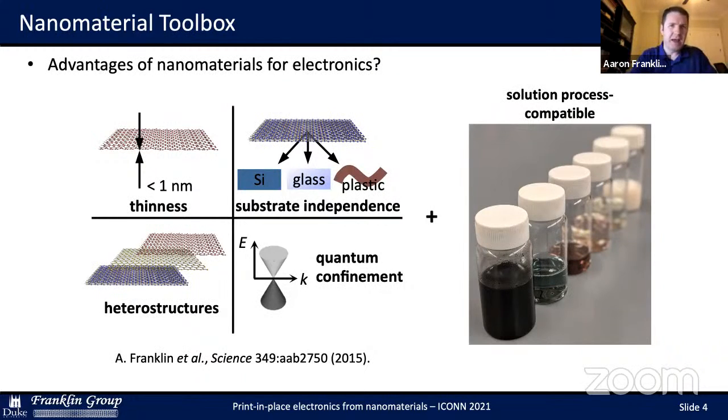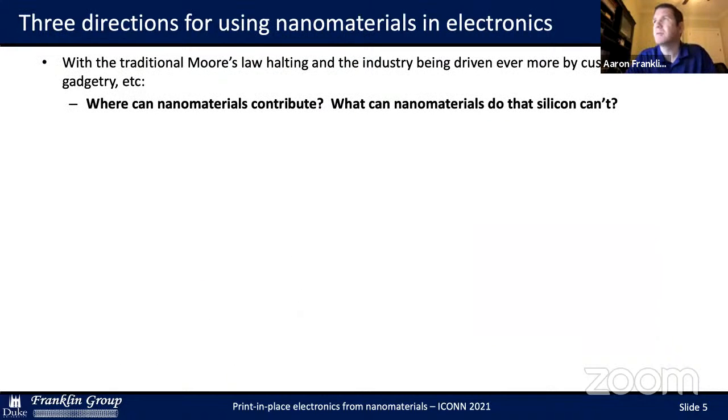All of these attributes that can be advantageous that are listed here are actually still accessible even when you process these nanomaterials in a solution phase. And that opens new avenues in terms of fabrication and overall application accessibility when you actually start in a solution process. And that's exactly what printed electronics is going to derive from.